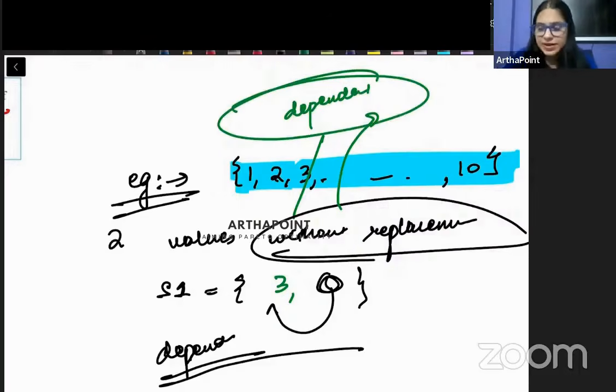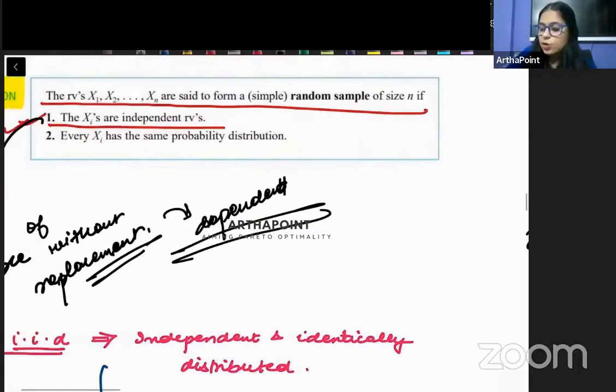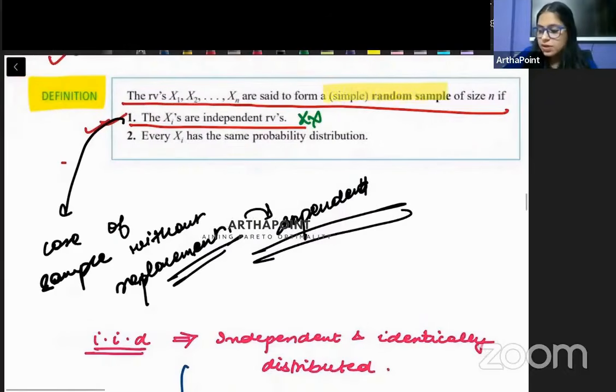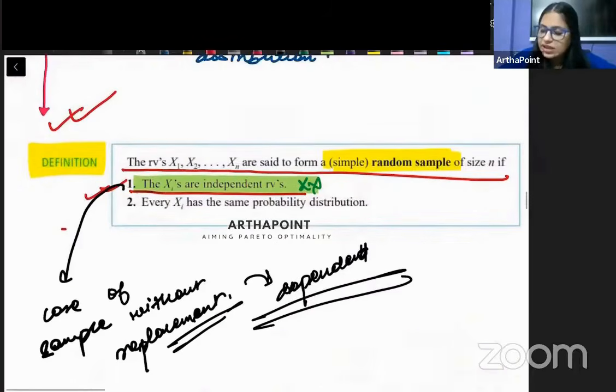And if it becomes dependent in nature, then you need to understand that it will not be an independent random sample. And if it will not be an independent random sample, then it will not be a random sample at all. So for it to be called a random sample, it is very important for you to understand that we need the exercise to be independent in nature, and the exercise will be independent in nature only and only when you have with replacement.